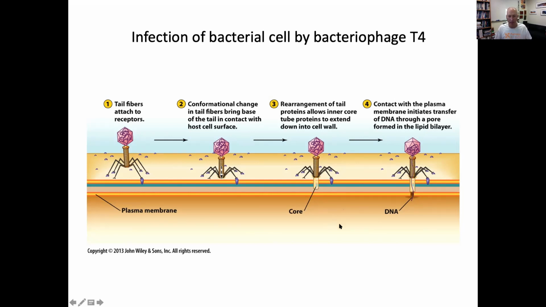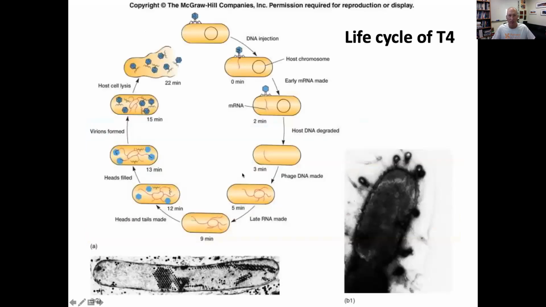I'm not an expert on all the studies that have been done on T4 over the years, but this seems like a remarkable process of protein rearrangement. There's no ATP to drive any of this, right? So this is being triggered by contact with the cell surface to undergo a fairly dramatic rearrangement to generate a channel for the DNA into the cytoplasm of the cell. Once that DNA gets into the cytoplasm, this is sort of what it looks like.